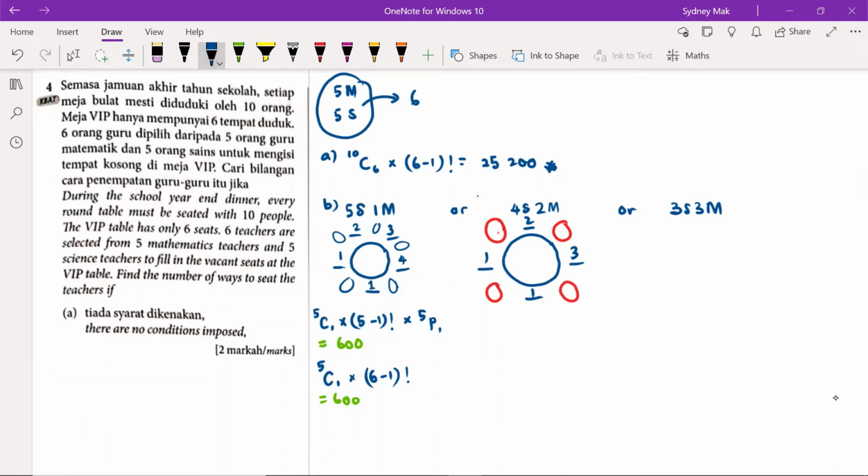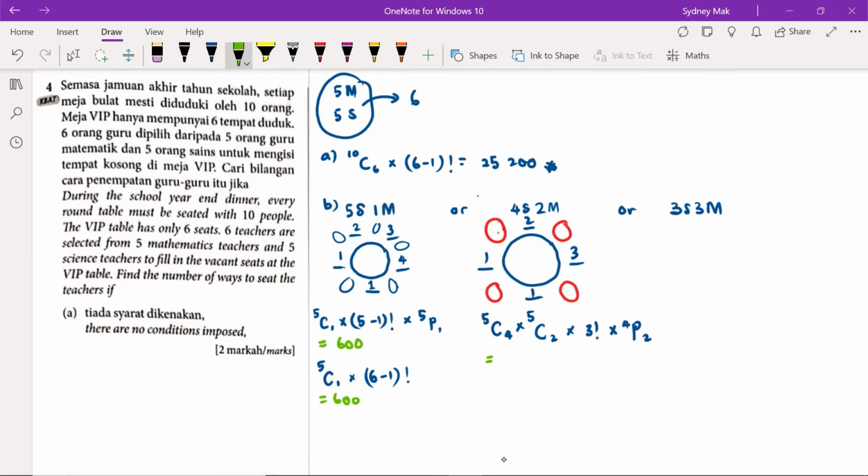Therefore, first, out of 5 science teachers, we choose 4, followed by out of the 5 maths teachers, we choose only 2. We choose the teachers first, then the next action is to permute them around the round table. We do the science teachers first. That will be 4 minus 1 factorial, or based on the diagram, 3 factorial, and then followed by 1, 2, 3, 4 empty spaces, so 4P2.